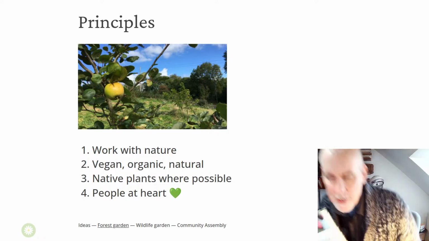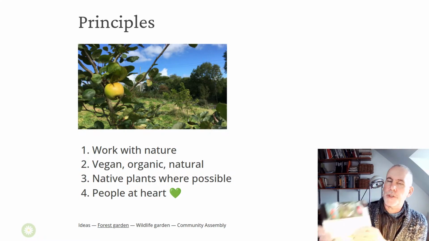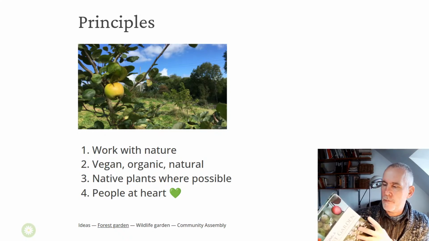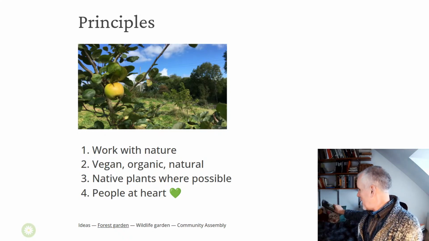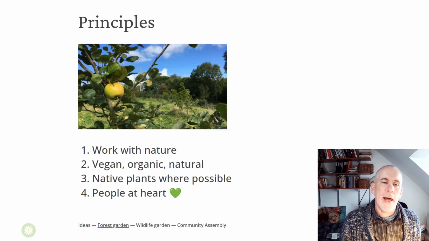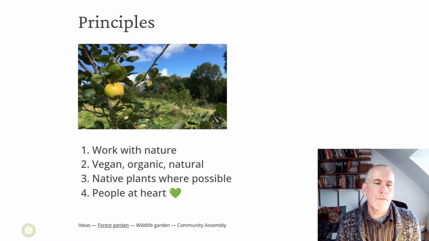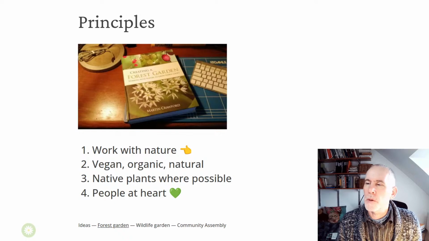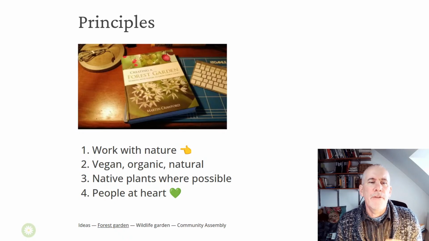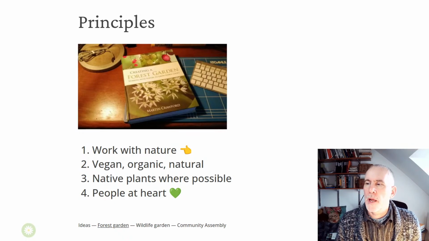So, Creating a Forest Garden, working with nature to grow edible crops. This is Mike Crawford's book of forest gardening, so I really recommend that one. There's the book. Working with nature: vegan, organic, and natural.